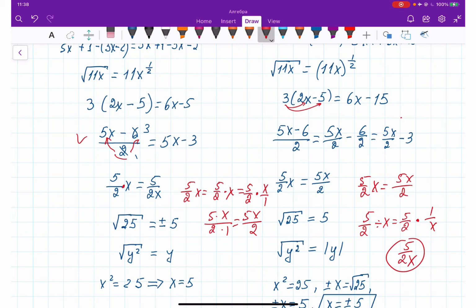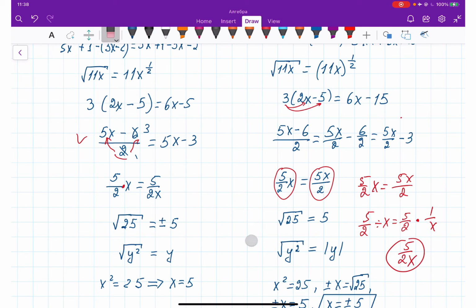Are we clear? So you can either write down 5 over 2x, or x can go on the top to numerator, but in no case it can go to denominator. All right. Let me clean this mess.